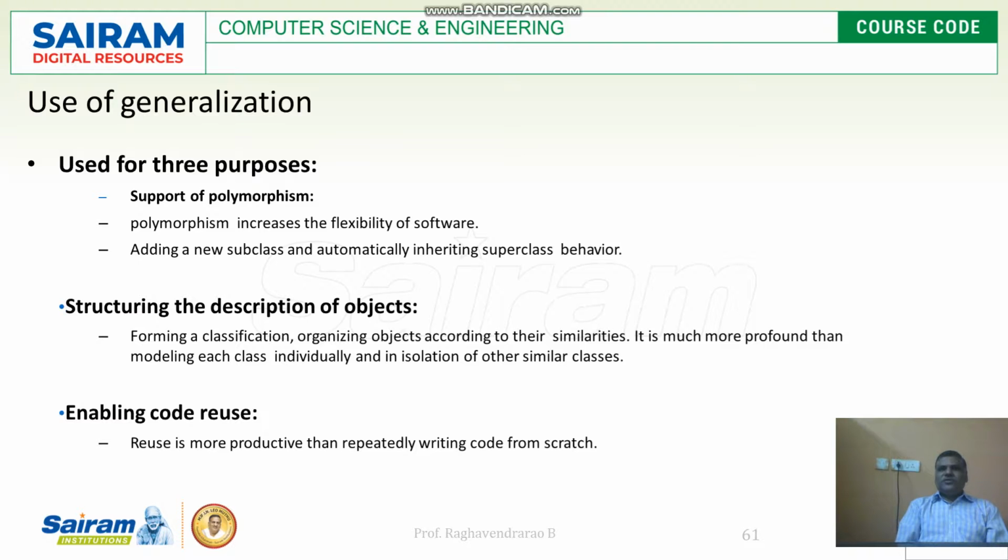Where do we use this generalization? There are three purposes. Why should I go for generalization? It supports polymorphism, increases the flexibility of the software, and new subclasses are automatically inherited. Means one parent class is already there, and child classes can get added very easily. Polymorphism it is going to support. That is the advantage of generalization.